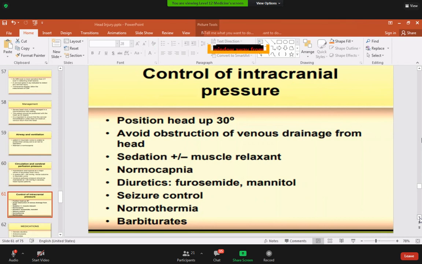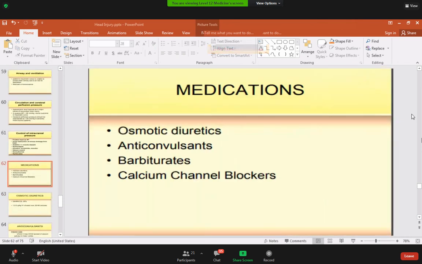Give diuretics to the patient. The best diuretics here are the osmotic diuretics, mannitol, but furosemide is sometimes also used. Seizure control should be with anti-epileptic drugs. The temperature of the patient should be controlled, and barbiturates are added to control the increasing intracranial pressure. Medications that we use here are the osmotic diuretics, anticonvulsants, barbiturates, and calcium channel blockers.